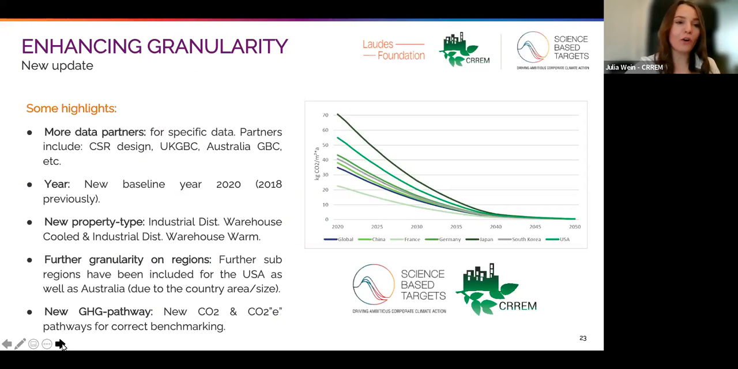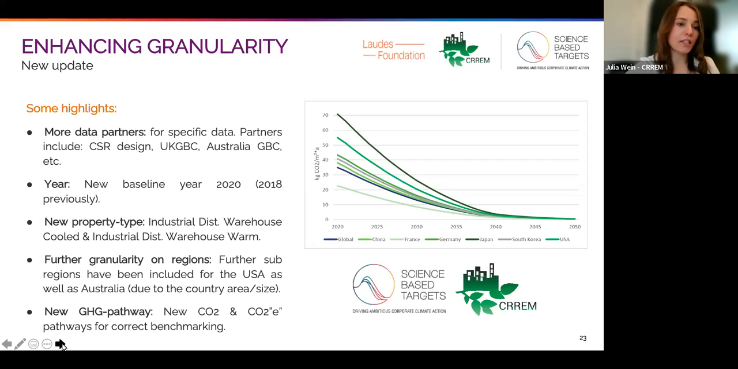For those of you who already know our old pathways, we actually have some new highlights now. Of course, we improved the pathways. We have so many more data partners now, so aligning on the global level here with IPCC and IEA and so on. We really make sure that the data is robust and quality checked. They're a lot more granular. For example, in the US, we now are covering the 15 largest cities. In Australia, we now also have 6 sub-regional pathways for the different climate zones. And we have a new property type, which is the distribution warehouse, cooled and warm.